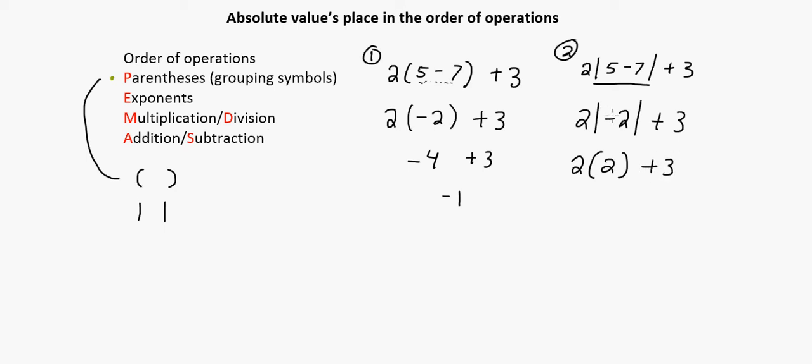And notice that once I took the absolute value of negative 2, I simply replaced the absolute value symbols with parentheses. And now I have a similar expression as over here. So 2 times 2 is 4, plus 3 is 7. And that's placing the absolute value in the order of operations.